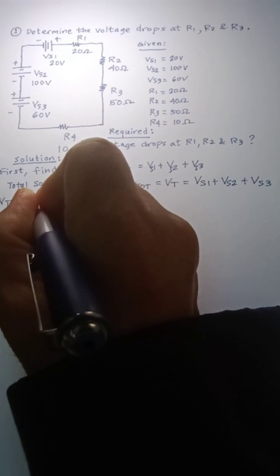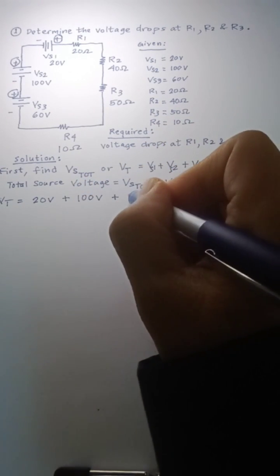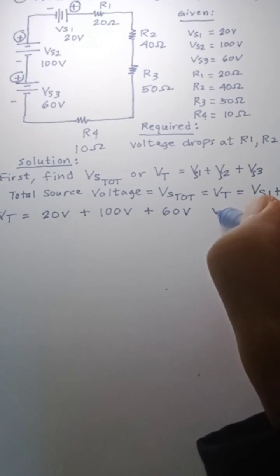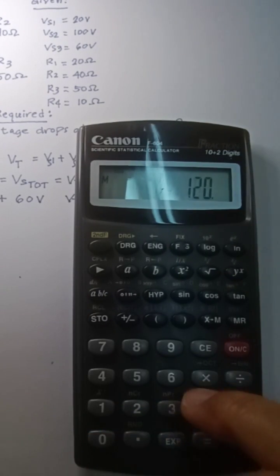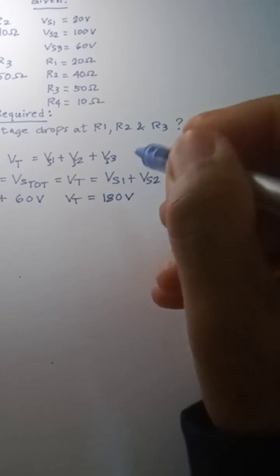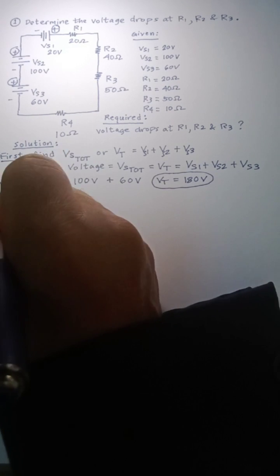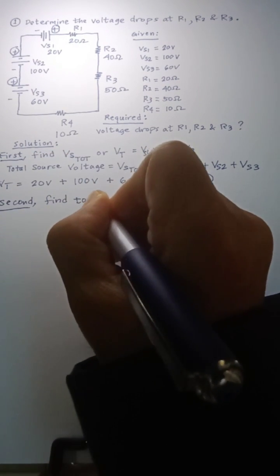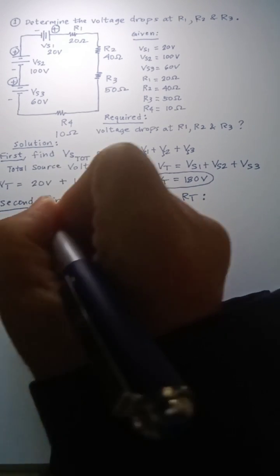So let's substitute the values of the voltage sources given. So VT will be equal to the first voltage source, which is all voltage sources are in the same direction. So 20 plus 100 plus 60 volts. So let's use the calculator. 20 plus 100 plus 60 equals 180 volts. So that's it. This is our total voltage source or VT. Again, you may write it VST or VT or VS tot.